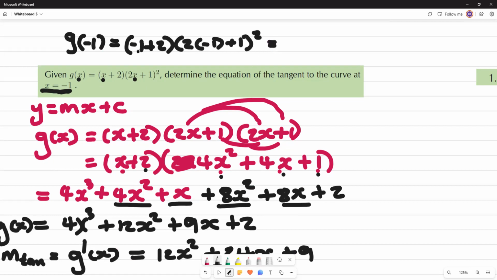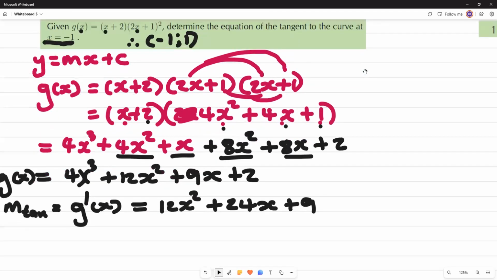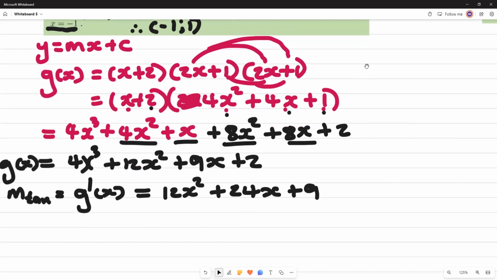Let's see what the y value will be. So in here, I'm getting 1. And then in here, I'm going to get -2 plus 1, which is -1, squared, which the final answer will be 1. Therefore the point where they meet is -1 and 1. You always need to get a point before you can proceed. Okay, sharp. So now we can come back here.